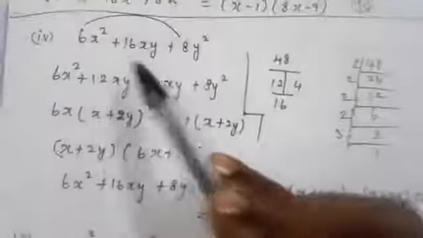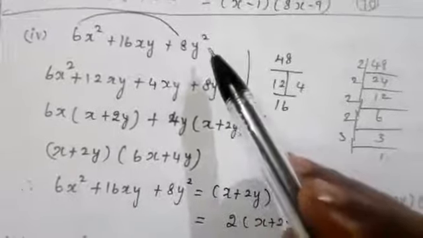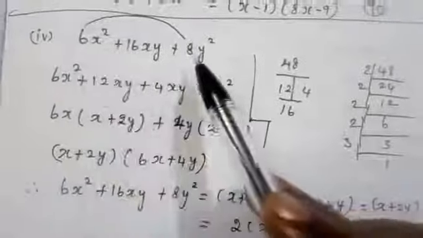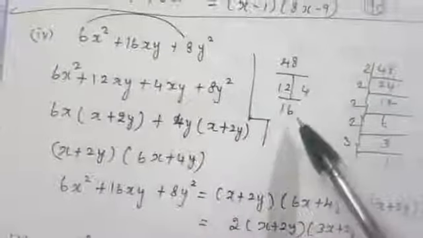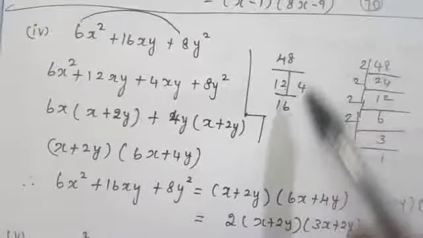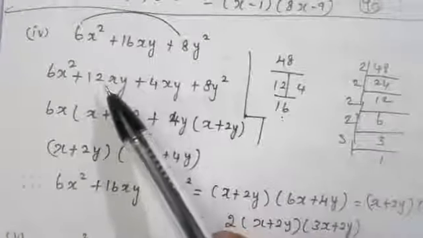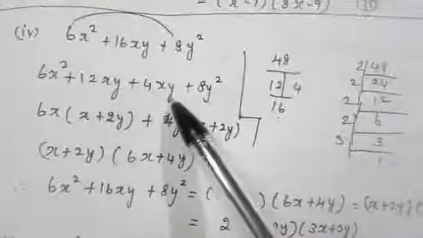Fourth problem, 6x square plus 16xy plus 8y square. Here also two variables, so we have to use the other method. So 6x square, 6 into 8, 48. For a sum value 16. 12 fours are 48. Sum value, add these to 16. So the 16xy is rewritten as 12xy plus 4xy.